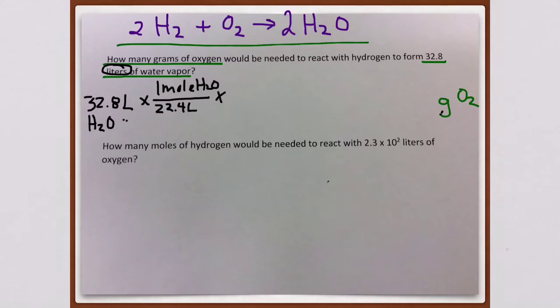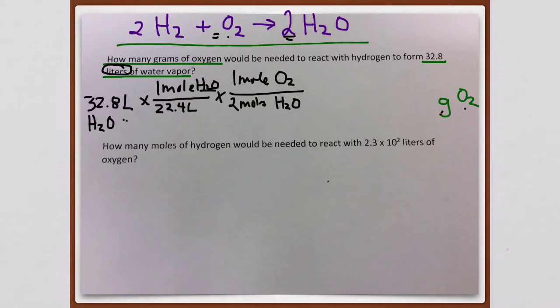Next step, recipe step. Same as usual. And how do we know what goes where? Whatever is here goes here. Whatever you're trying to get to, which is oxygen, goes on top. And then the numbers just come from the recipe: 2, 1. And so we have 2 moles for every 1 mole.